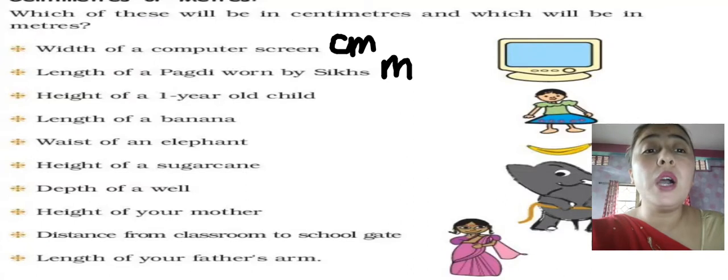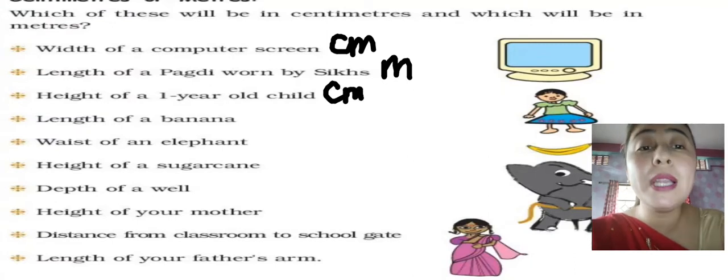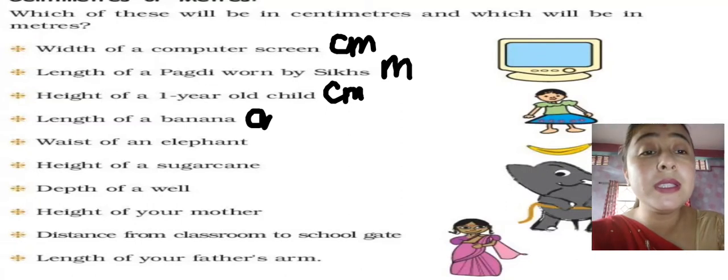Height of a 1-year-old child. So height of a 1-year-old child will not be in meter. It will be in centimeter. So let me write here cm. Let me write it properly. Cm. Length of a banana. Obviously, it will be measured in centimeter because centimeter is the smaller unit.